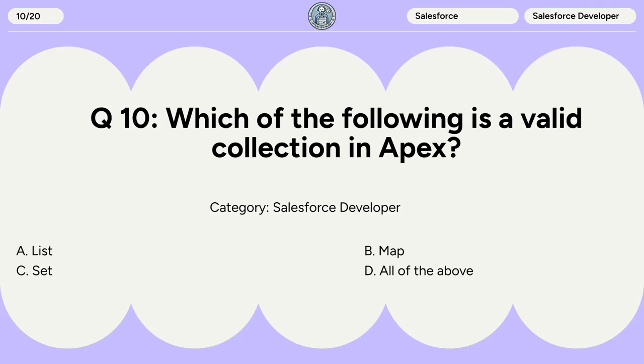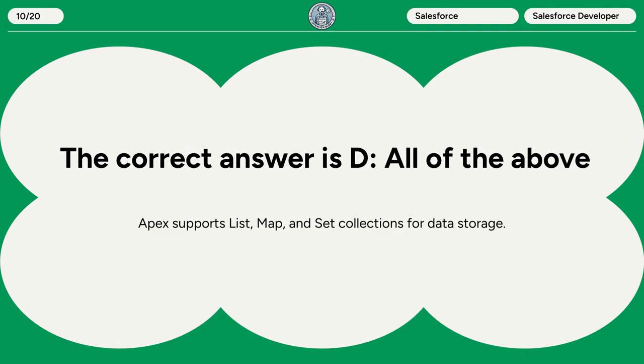Question 10. Which of the following is a valid collection in Apex? A. List. B. Map. C. Set. D. All of the above. The correct answer is D. All of the above. Apex supports list, map, and set collections for data storage.